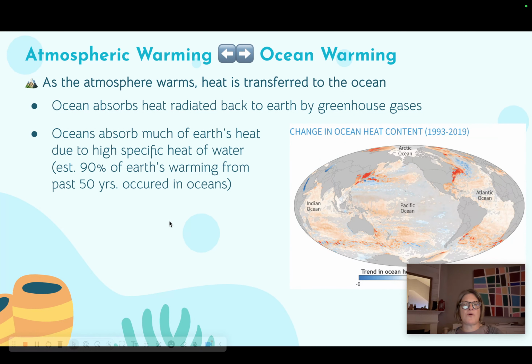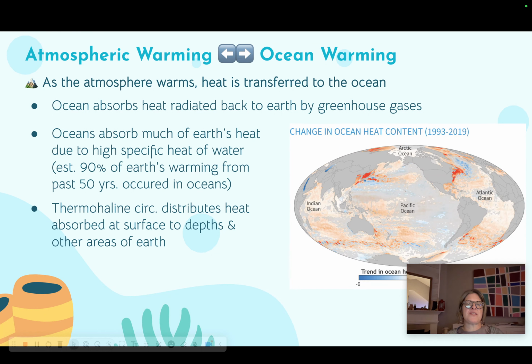So oceans actually absorb much of the Earth's heat because water actually has a very high specific heat, and it's estimated that 90% of the warming that we're finding on the planet from the past 50 years has occurred in the oceans themselves. So because of this, the thermohaline circulation distributes this heat absorbed at the surface to depths throughout the oceans, and then that gets distributed everywhere on the planet.